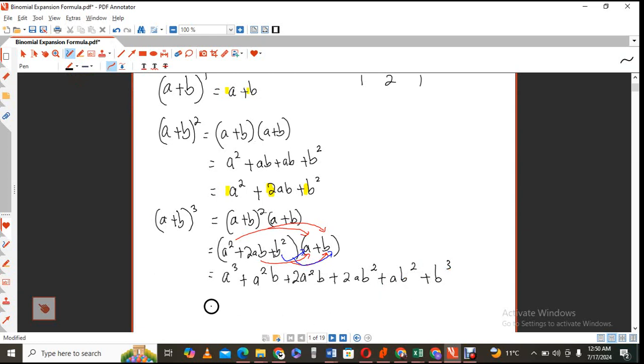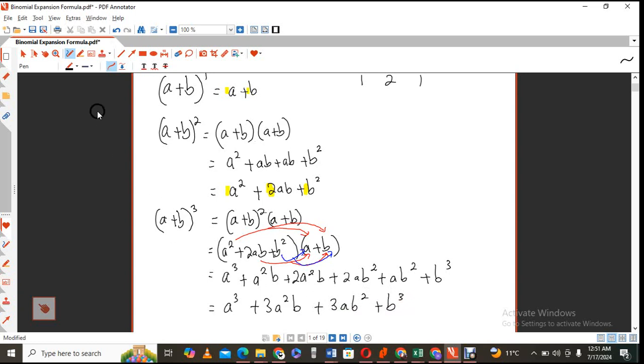So let's go ahead and clean this up. A cubed stays a cubed, a squared b plus 2a squared b gives us 3a squared b. Then 2ab squared plus ab squared again gives us 3ab squared, followed by b cubed.